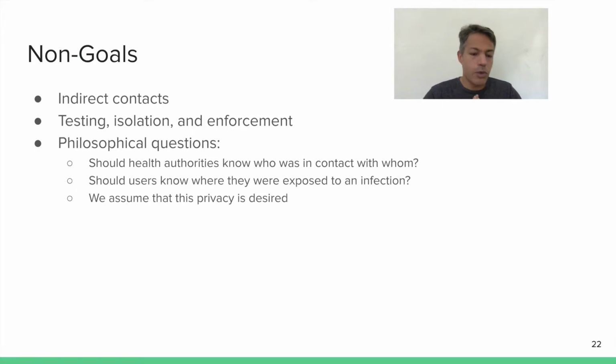So a few things we're not going to tackle here. We're not going to look at indirect contacts, as I said, and we're not going to look at testing, isolation, enforcement. We're also not going to look at philosophical questions like what information should be available to whom. We're going to say that the end user wants privacy, and we're going to try and enable that to happen. Whether or not that should be the case, we're going to leave as another time.